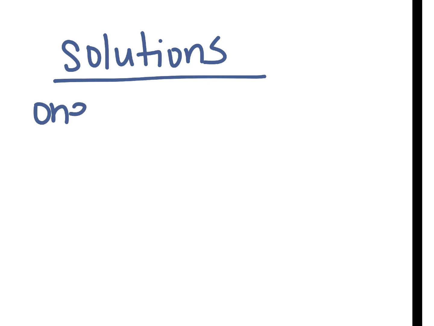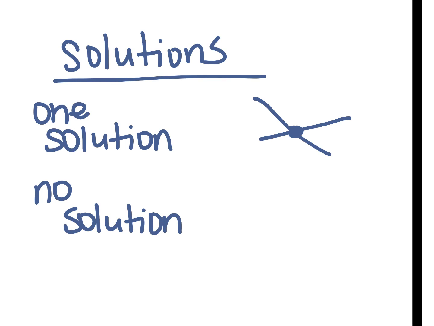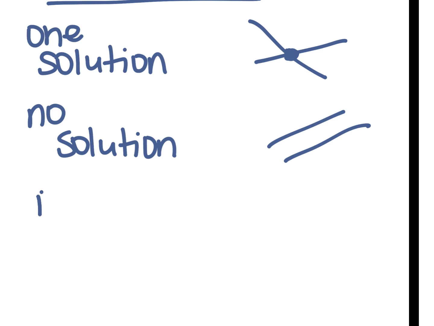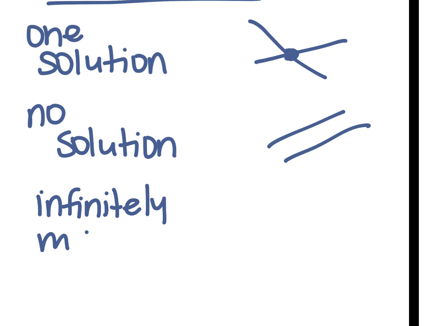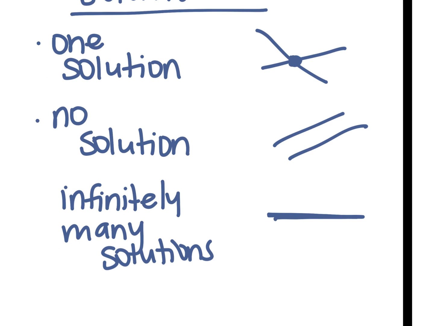You could have one solution because the graphs actually cross. It could have no solution because the lines are parallel. Or it could have infinitely many solutions, which is what we just saw a while ago when the lines overlap. It would just look like one line. Those are your only 3 options.